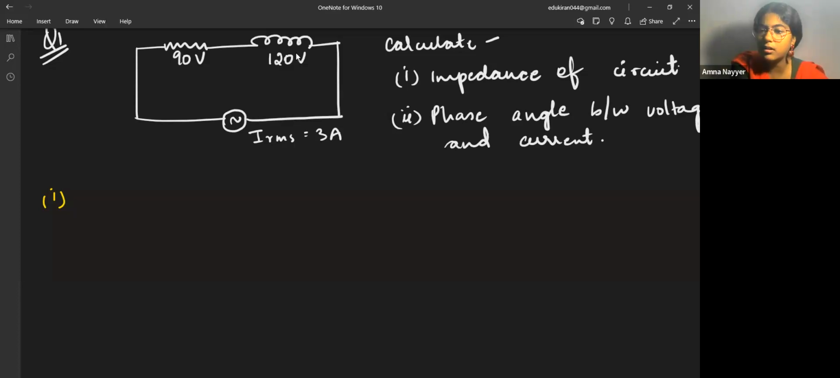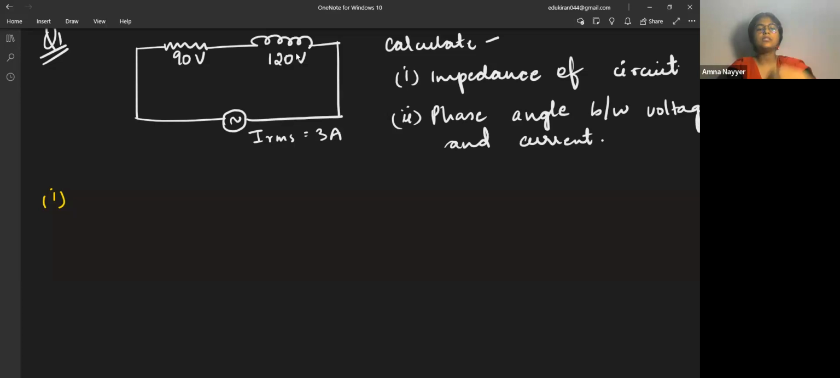No, I cannot, because these are phasors. They have to go through phasor addition, that is vector addition. I cannot simply add 90 plus 20 to get VRMS, because VRMS is not there in the circuit. I'll find impedance, I'll find phase angle, and using that I'll find the current also. But VRMS, how will I get it?